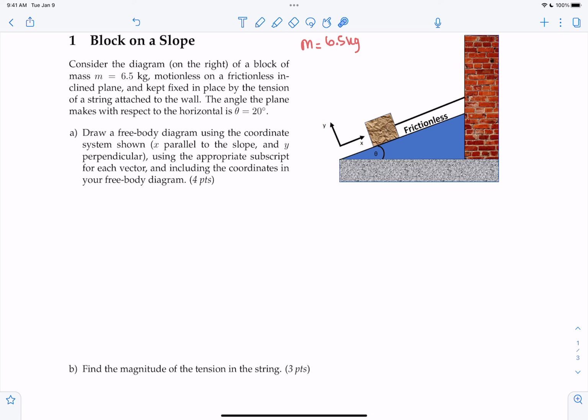So this is what I'm talking about when it says include the coordinates. So they reminded you here. In future quizzes, they might not remind you to put your tilted coordinates, but trust me, it's worth points. They will take points off if you don't have an indication of what your coordinates are.